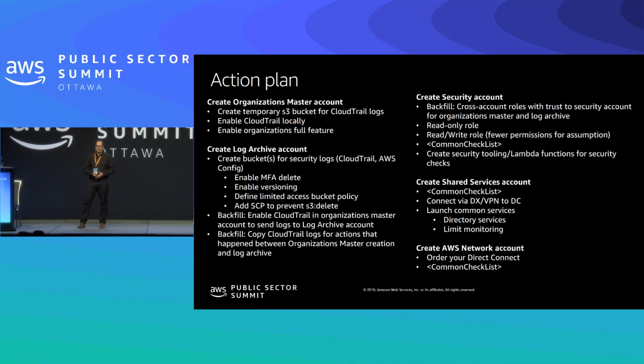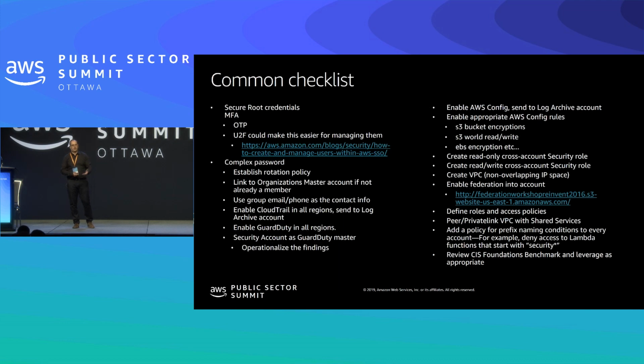And here are some of the steps. I'll just highlight a few of them. You'd want to enable CloudTrail, for example. That S3 bucket that we talked about in the log archive account, enabling multi-factor authentication delete, turning on versioning, adding service control policies to prevent the deletion, possibly even backfilling data into these S3 buckets. The security account, you'd have those read-write cross-account access roles, any tooling. The shared services account, you'd have your Active Directory service, and a networking account if you wanted to order your Direct Connect.